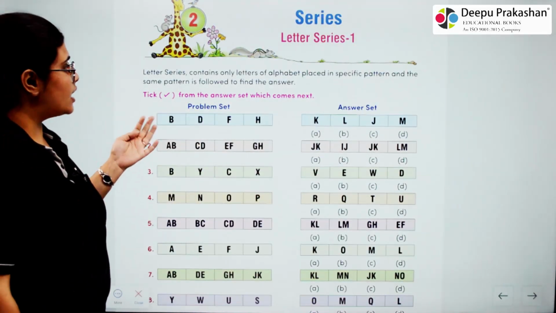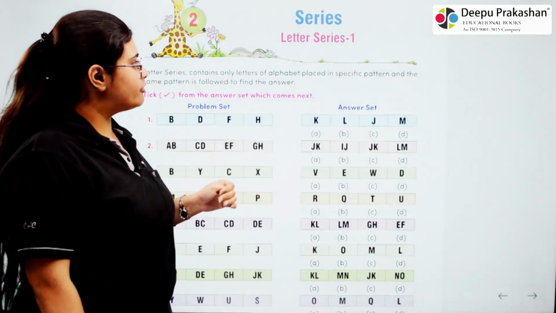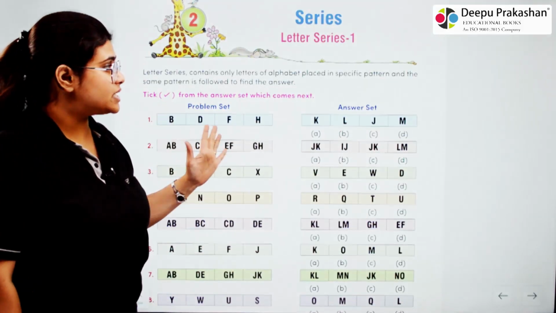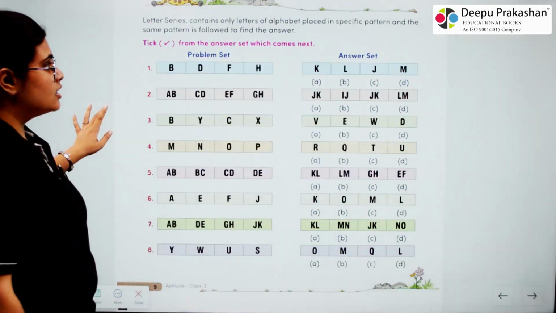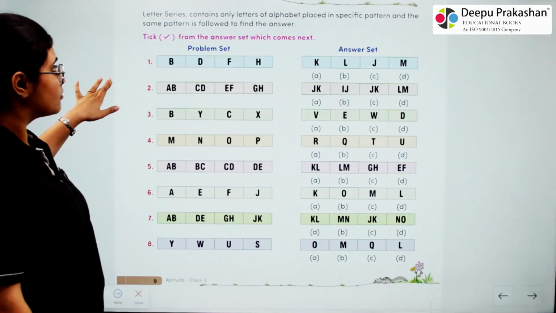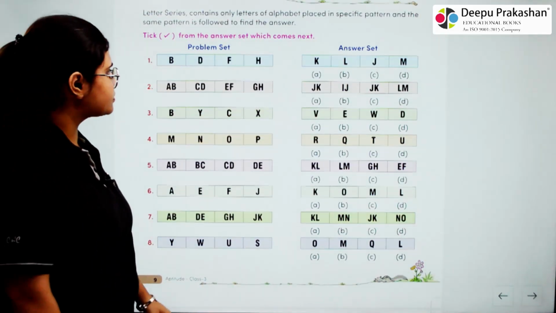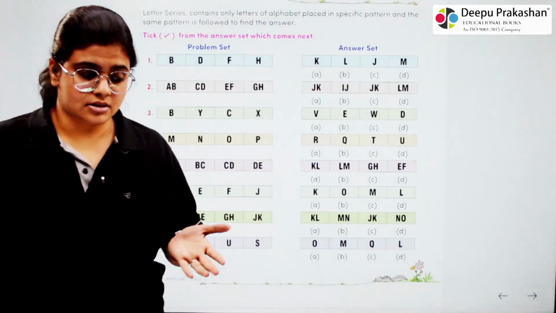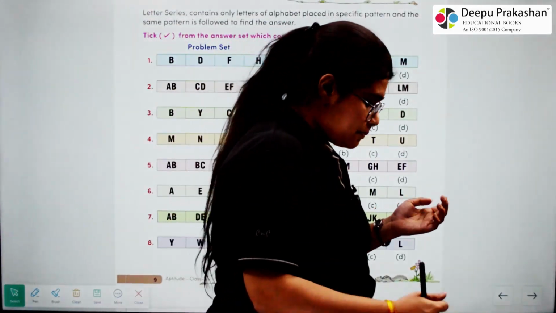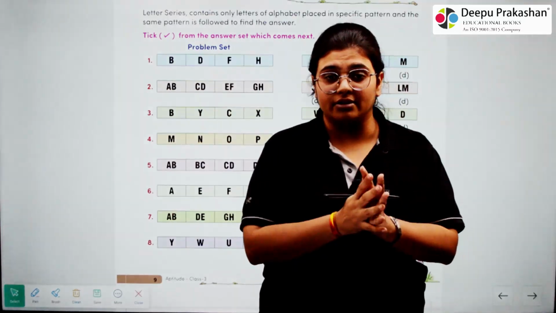Letter series contain only letters of the alphabet placed in a specific pattern, and the same pattern is followed to find the answer. That means a series of letters that has a particular difference between the letters.